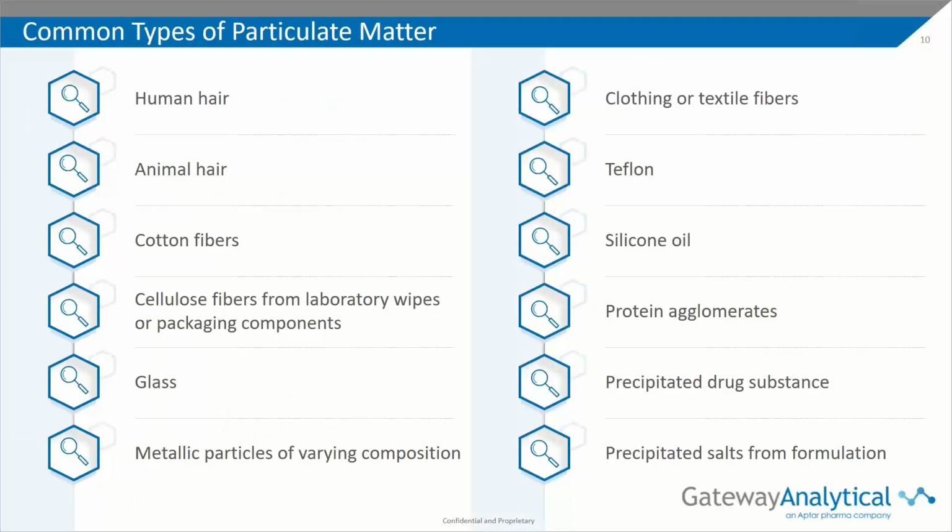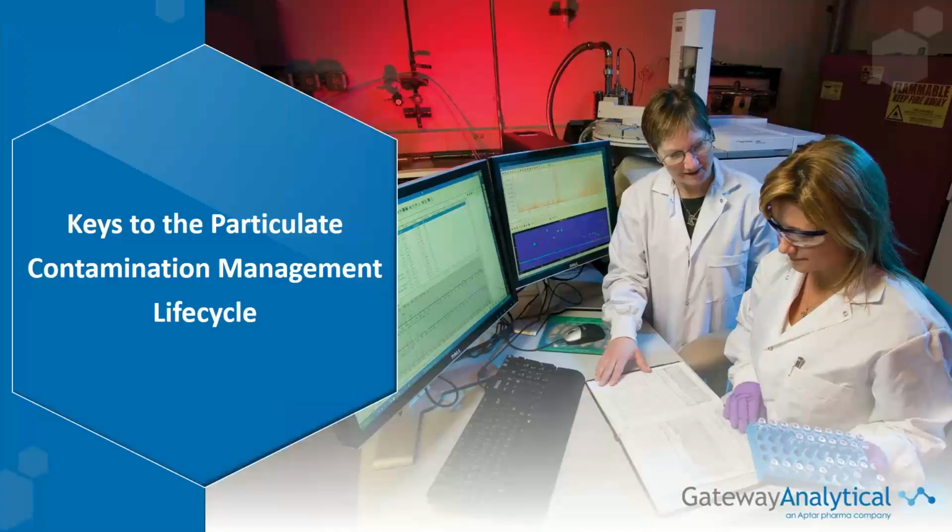Common types of particulate matter that we deal with routinely: different types of hairs and fibers, glass, metallic fibers, and then also, again, these other types of things that are inherent to the process: Teflon, silicone, protein, precipitated drug products. All of these types of things have their own chemical profiles and their own optical images. And the idea of this program is to be able to take all of this information and put it into one location for easy access and trending that information.